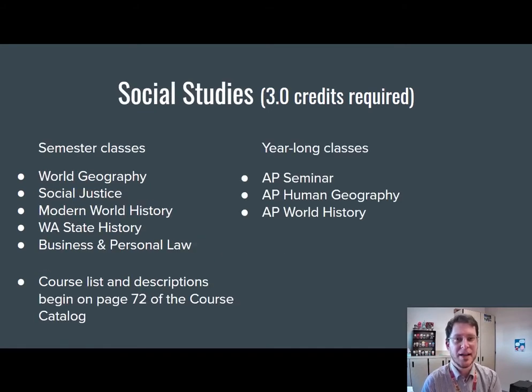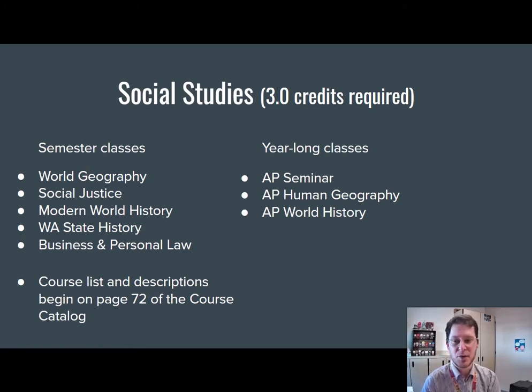Social Studies, 3 credits are required. So you can choose a semester-long class that will earn you 0.5 credit, or you can choose a year-long class that will earn you 1.0 credit. One thing to keep in mind within that 3 credit requirement is 1 credit of contemporary world problems. And you have a lot of opportunity to get that taken care of right here: world geography, social justice, modern world history, as well as AP human geography or AP world history.